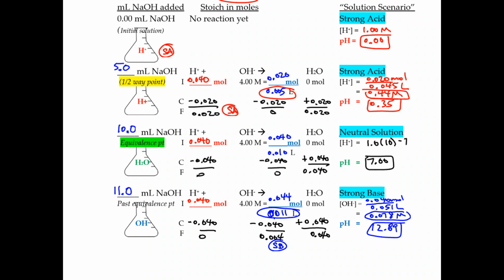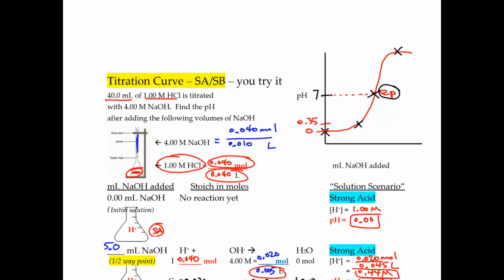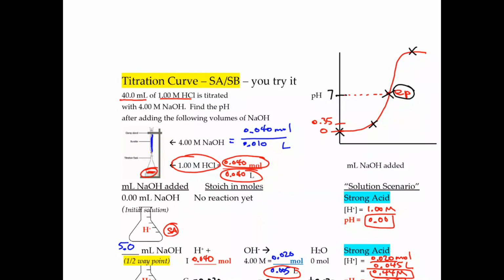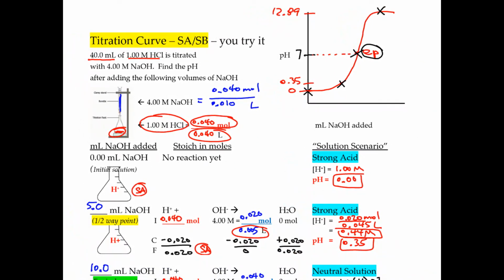So if we go up here and label 12.89, we'll see that that's much, much higher than we started because we ended with a strong base. So we had a very high pH. Okay, so remember, 4 main parts to a titration. You can identify them easily. They're going to be the beginning acid by itself, halfway to the equivalence point, the equivalence point itself, and just past the equivalence point.